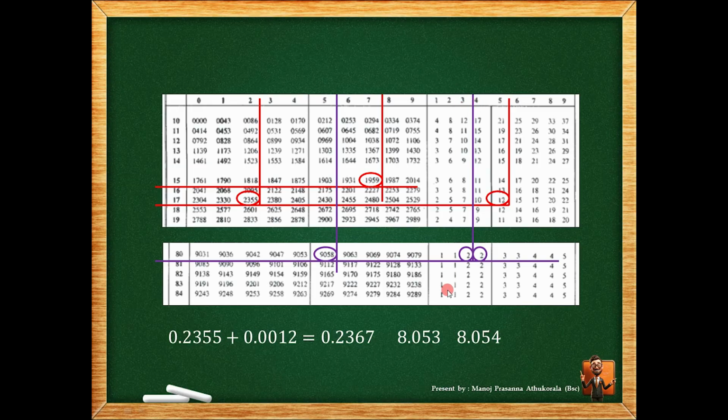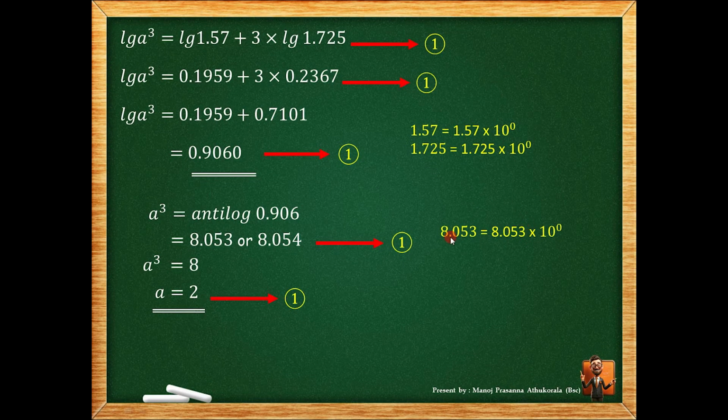From the mean difference, you can get that value. It can be either the third column or the fourth column. Both values are correct: 8053 or 8054. Don't write it as 8053, write it as 8.053. First digit, point, rest of the digits.